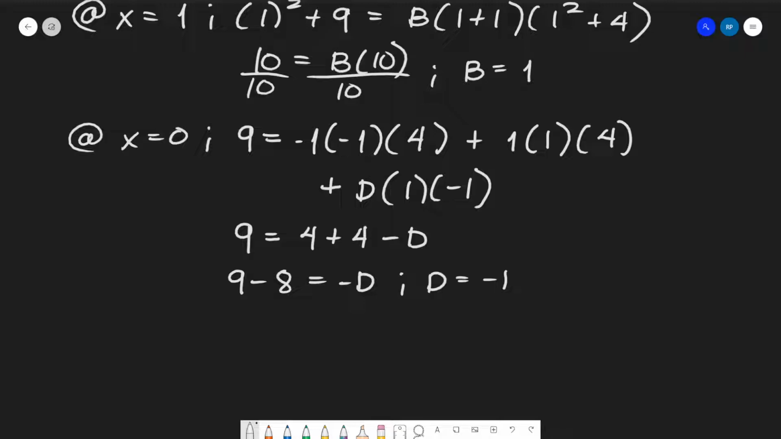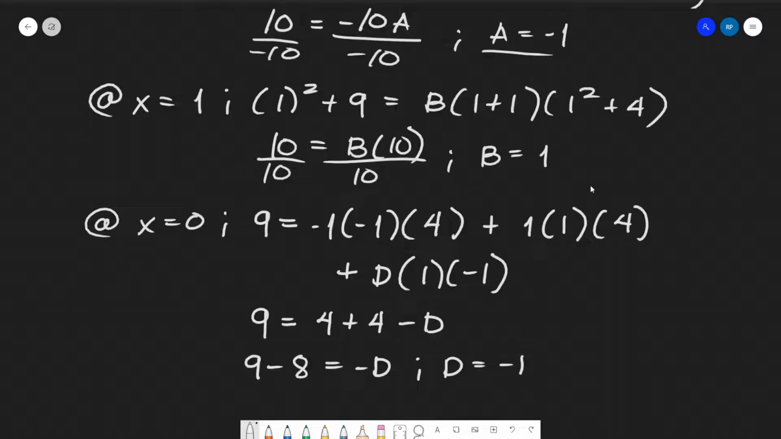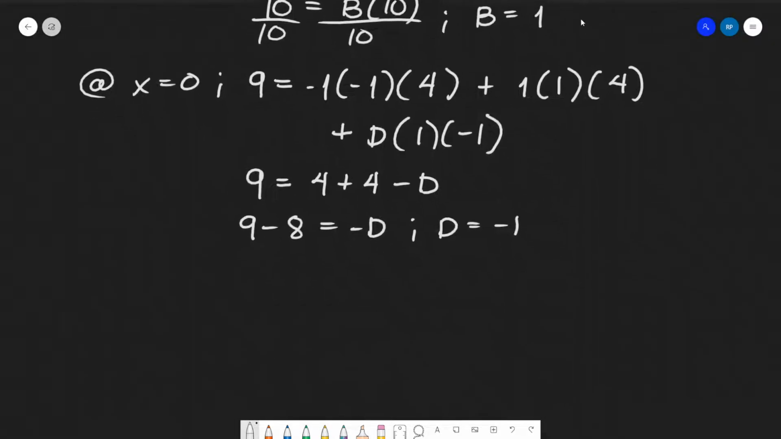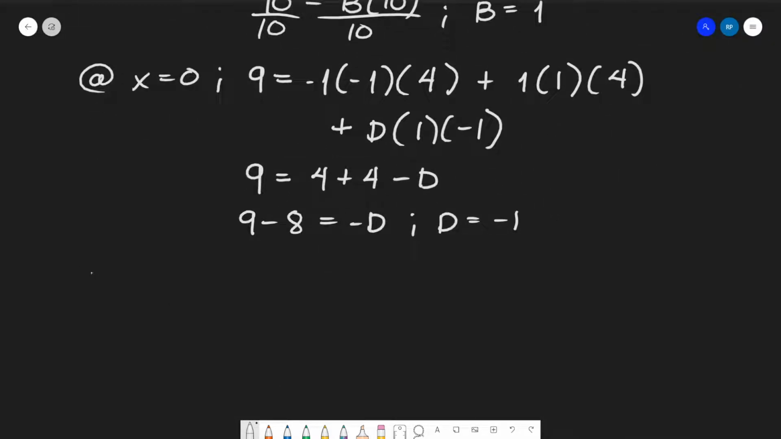Lastly, we can actually now substitute any value, no? But excluding yung mga nagamit na natin. So anong pinakamalapit sa 0 na pwede natin gamitin? 2, no? So at x is equal to 2. Pero kayo bahala, it depends on your preference. Pero ako, as low as possible lang, para mas madali i-solve. So we have 2 squared plus 9 is equal to negative 1. That is yung A.